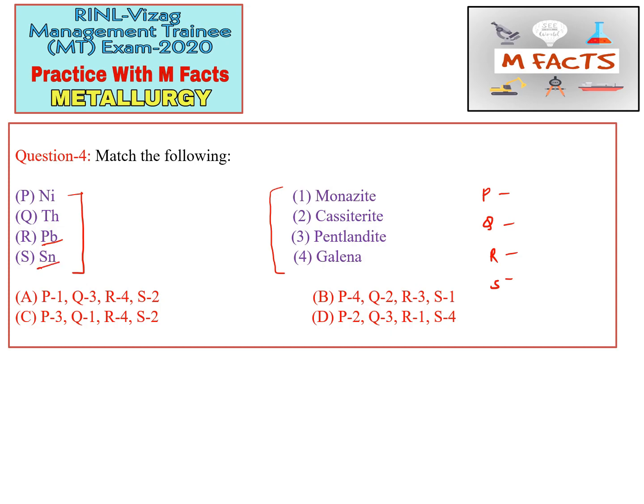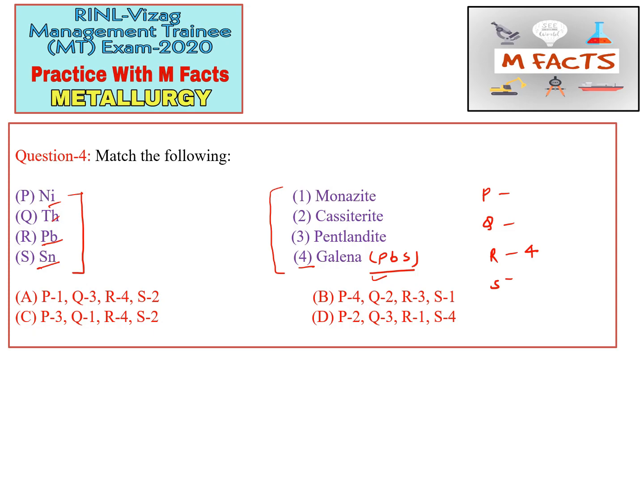And tin is also common, and nickel and thorium are not that commonly extracted. We do not see the extraction process of nickel and thorium in our course, in the GATE syllabus or in the college course. So this lead we can match through galena. Galena is PbS, that is the sulfide ore of lead. We know the ore of lead is galena, that is R, we can match R by 4.